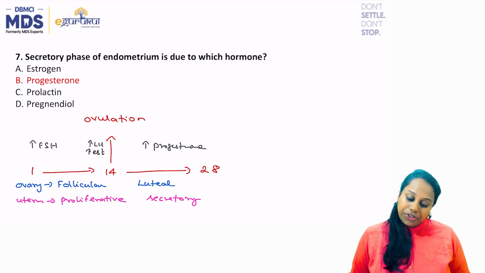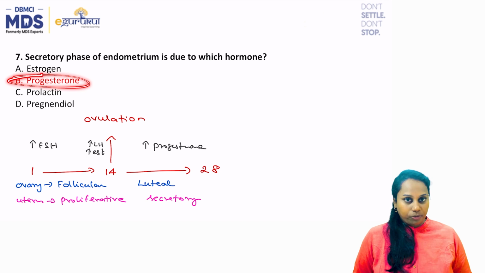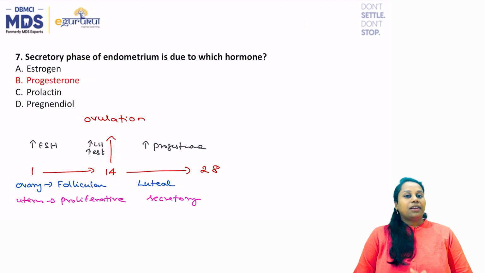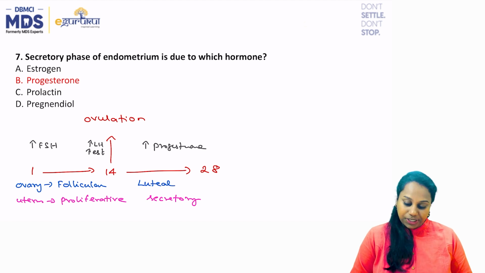So going back to the question, secretory phase of endometrium is due to which of the following? Option B, progesterone. So that was a short discussion of NEET Grand Test 4 Physiology questions.